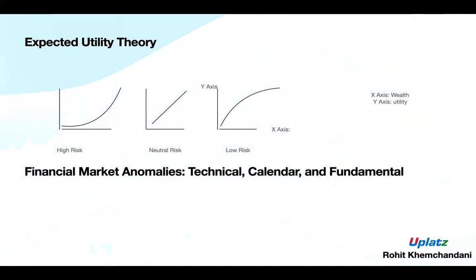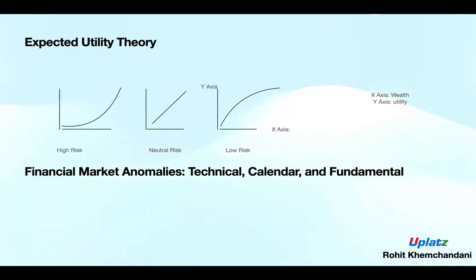This theory was introduced by Nicholas Bernoulli in 1738, but it was revised by John von Neumann and Oscar Morgenstern in 1944. It stated that market participants make their decisions under risk by comparing the expected utility values of the available alternatives. So basically, it will identify the risk, and it will be a comparison between the wealth and utility.